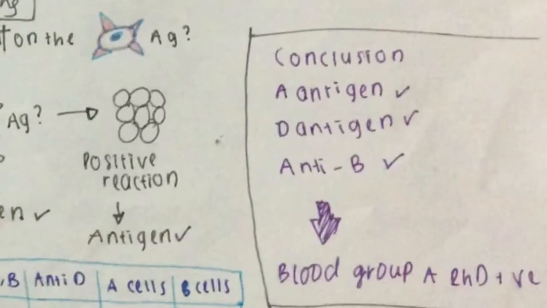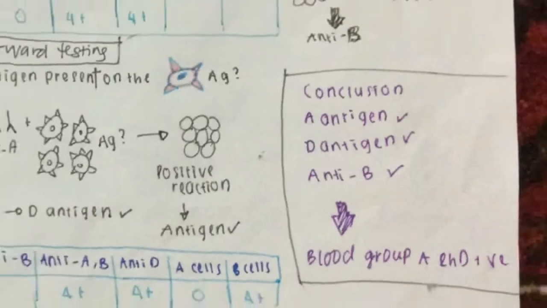So, in conclusion, we know this blood has A antigen, D antigen with anti-B. So, this blood group is blood group A RHD positive.